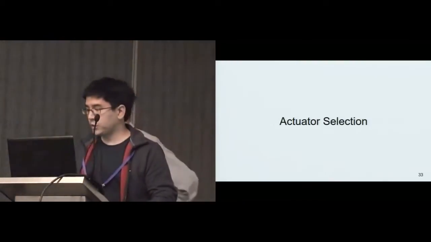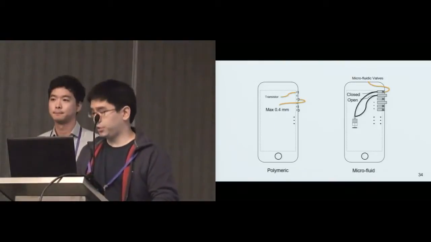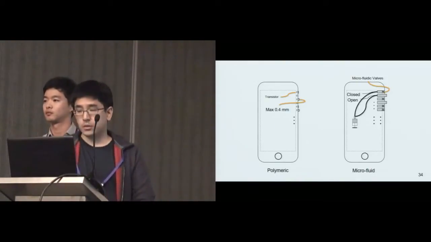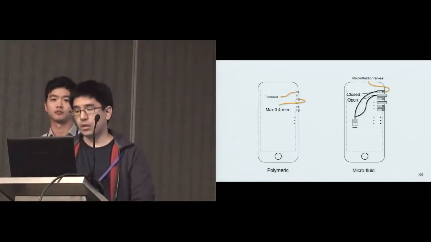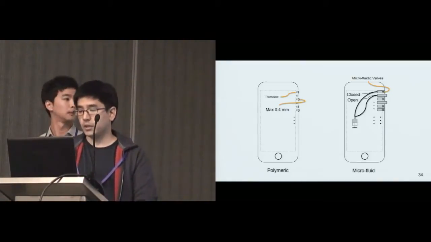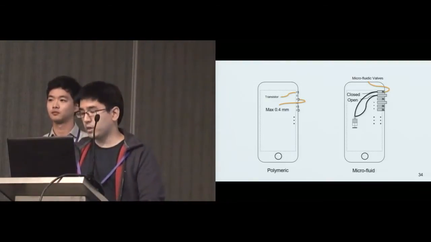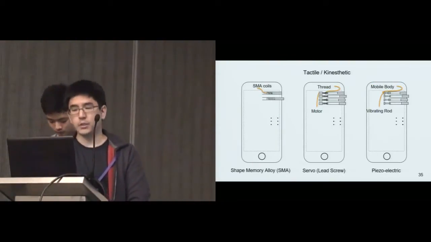So before we introduce our hardware, we would like to explain what actuators we have considered and which actuator we decided to use. We have explored 5 types of actuators. To talk about each actuator's features briefly, polymeric actuators can be fabricated on board and can protrude up to 0.4 millimeters. Microfluidic actuators will require a hydraulic actuator and valves that can control individual pins. These 2 actuators have a limit on their maximum travel, and due to this limit, they can be used for tactile interactions. SMA moves linearly because of its spring shape.